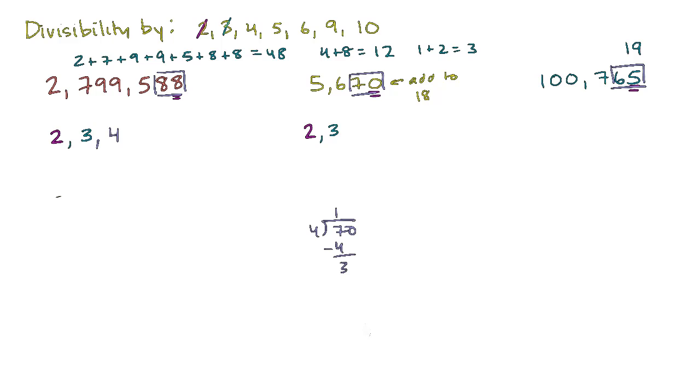Now let's move on to 5. And you're probably already very familiar with this. If your final digit is a 5 or a 0, you are divisible by 5. So this one is not divisible by 5. This one is divisible by 5. You have a 0 there. So this is divisible by 5. And this, you have a 5 as your ones digit.